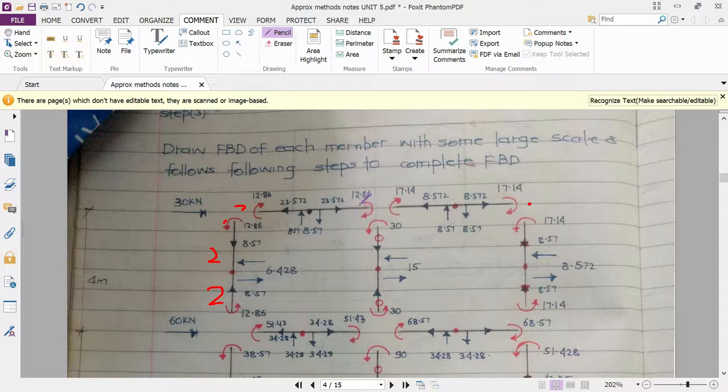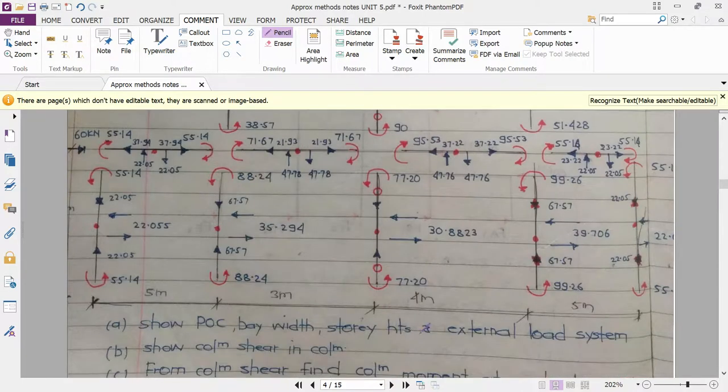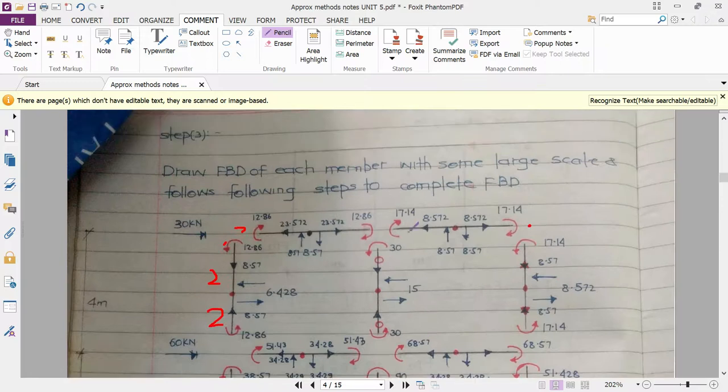Now as this moment tries to deflect this beam in upward direction, therefore we have to apply the downward force of 8.57 here. So 12.86 divided by 1.5, that is equal to 8.57. Here also 17.14 divided by, what is the half span length? This is 4, that is divided by 2. So 17.14 divided by 2, 8.57.